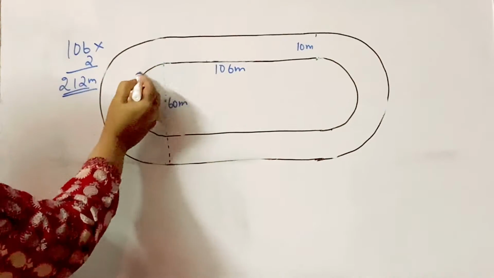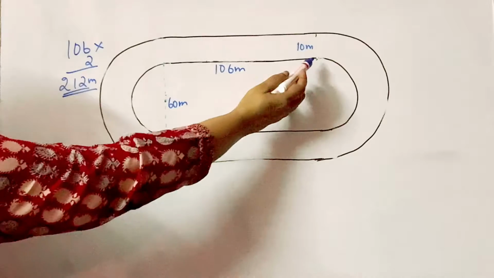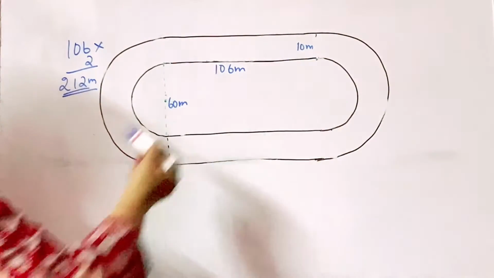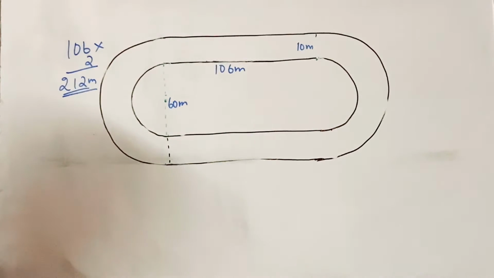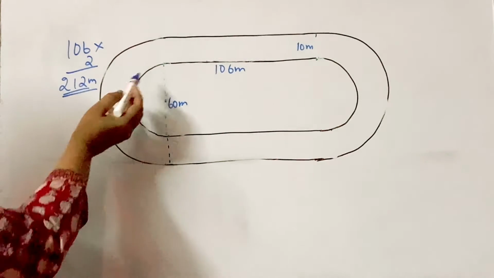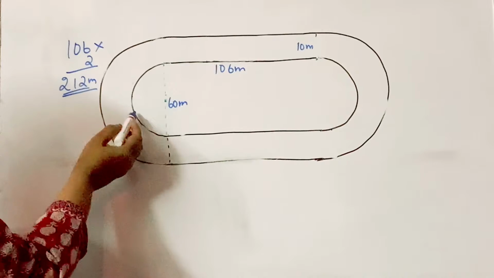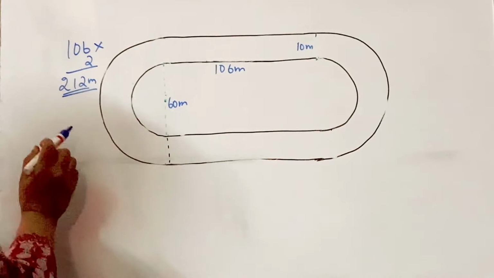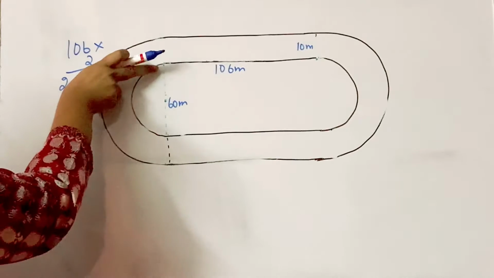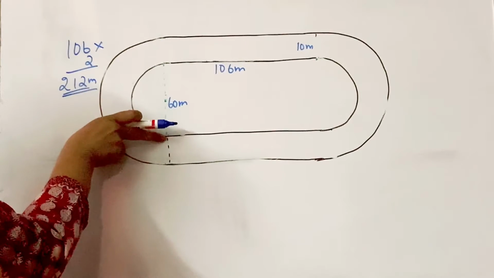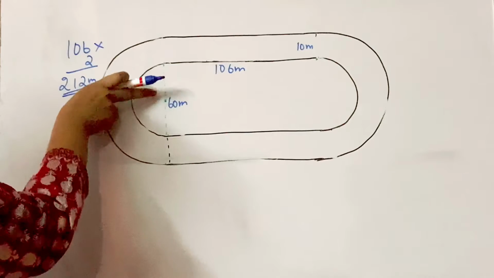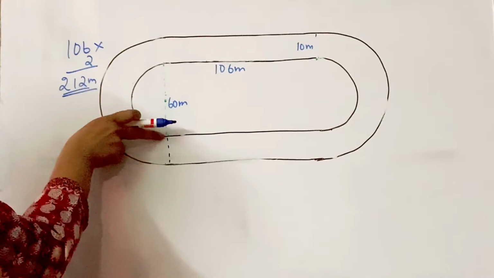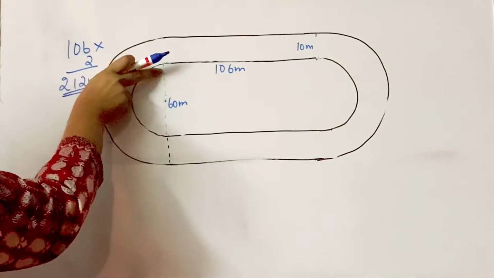Then this length and this length. What is that? That is a semicircle. What is the circumference of the semicircle? Pi r. Here what is r? Here this width that is given, that is 60 meters. This is actually the diameter. So r is half of that, so r is 30 meters.